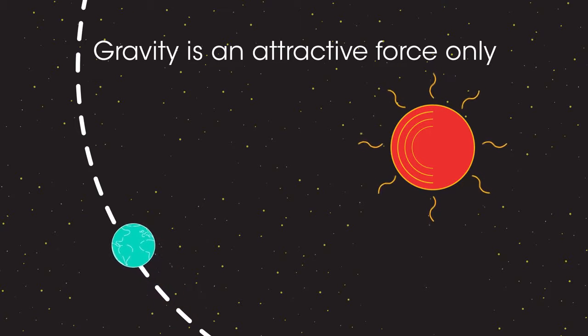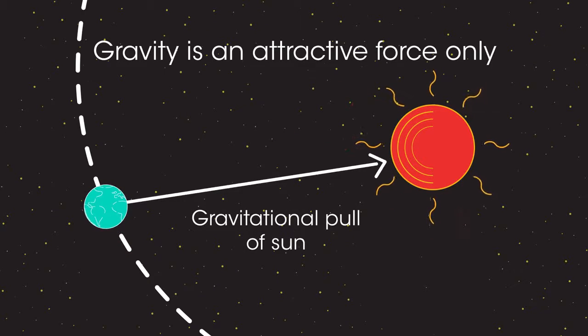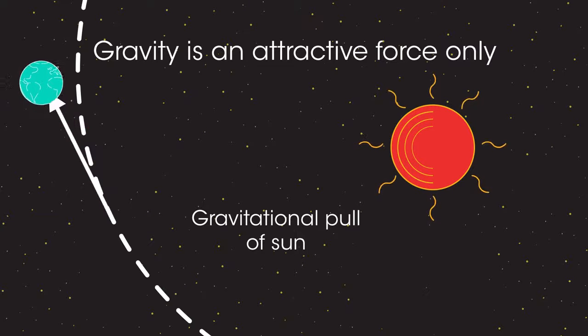It's the gravitational force between the Earth and the Sun which keeps the Earth in orbit. Without this force, the Earth would continue to travel in a straight line.